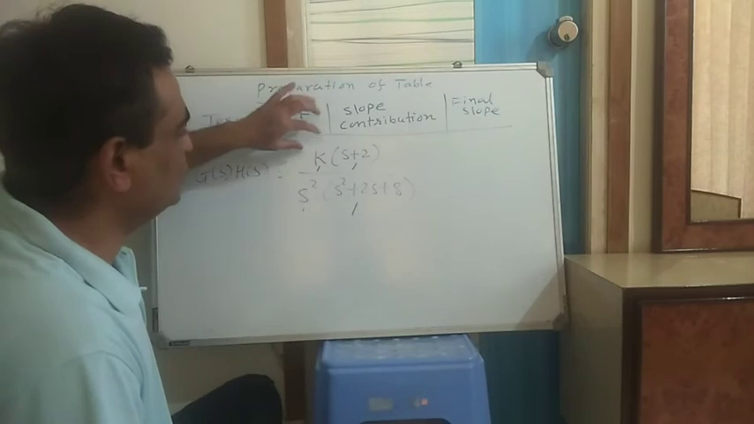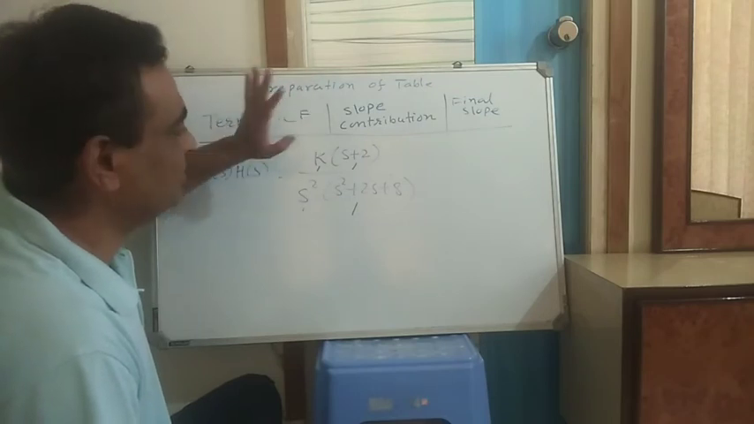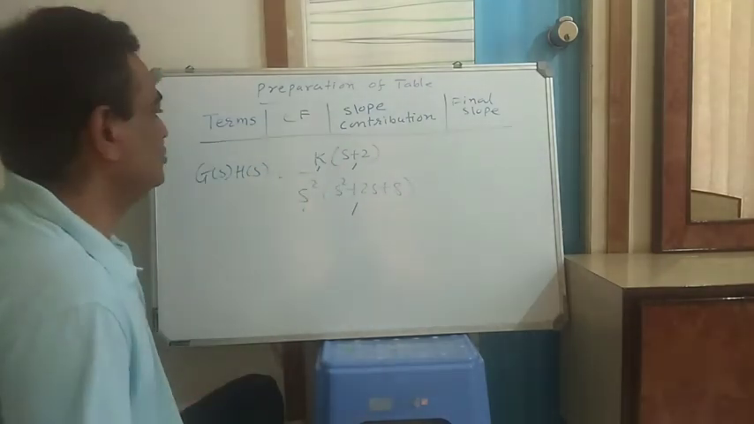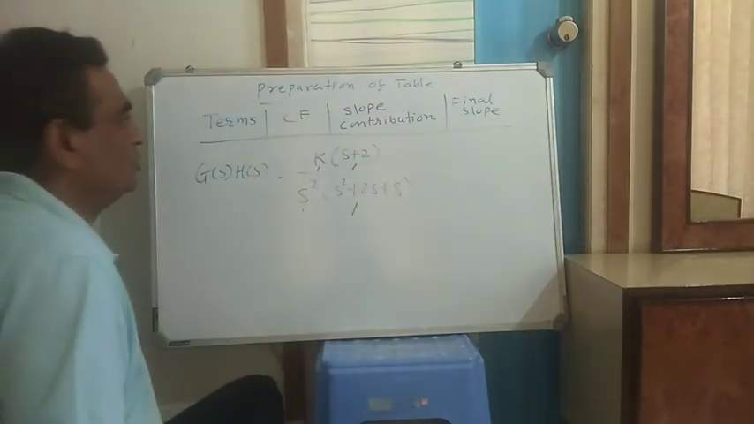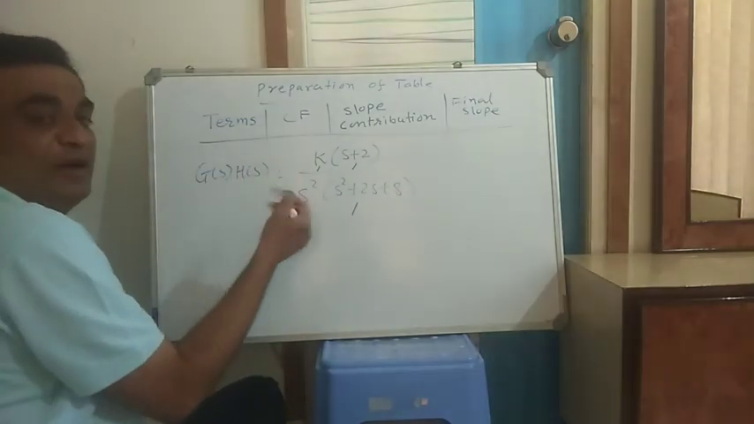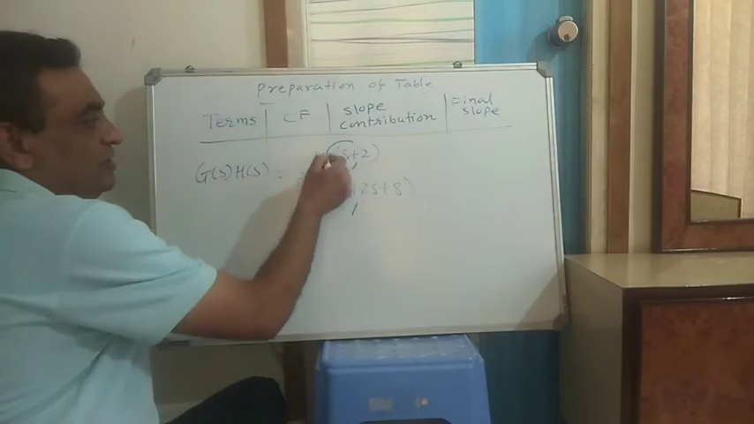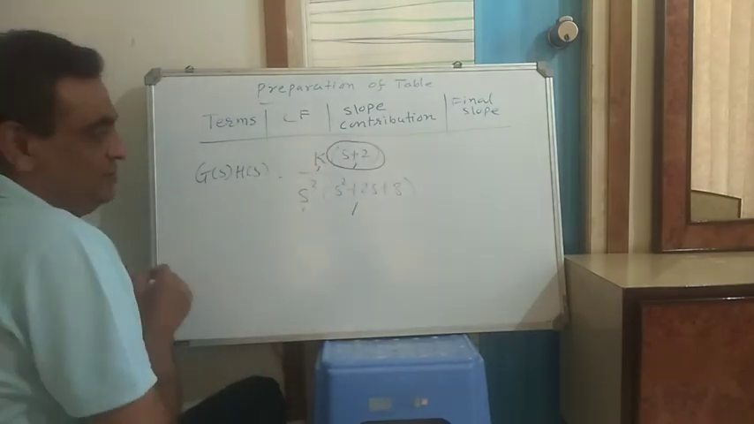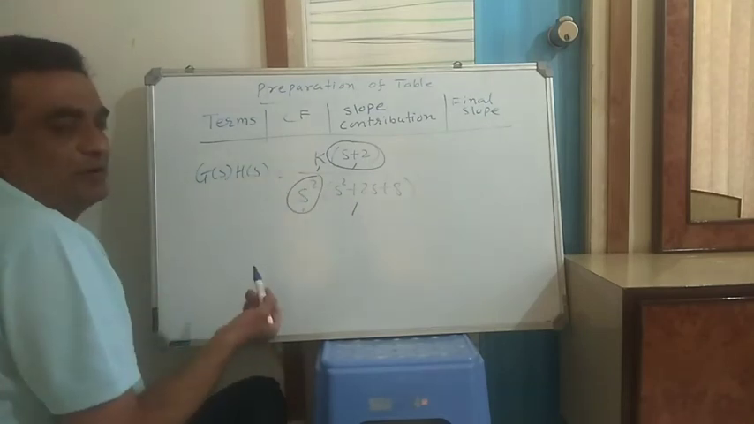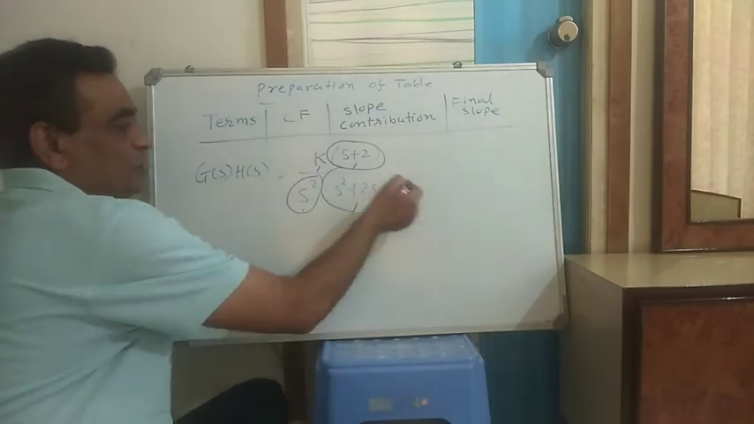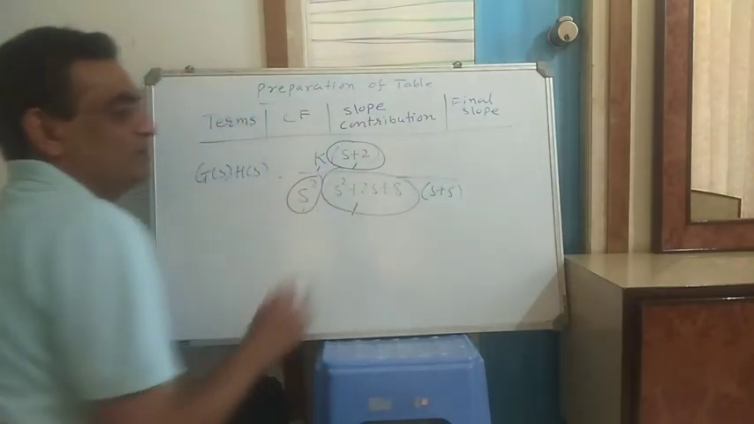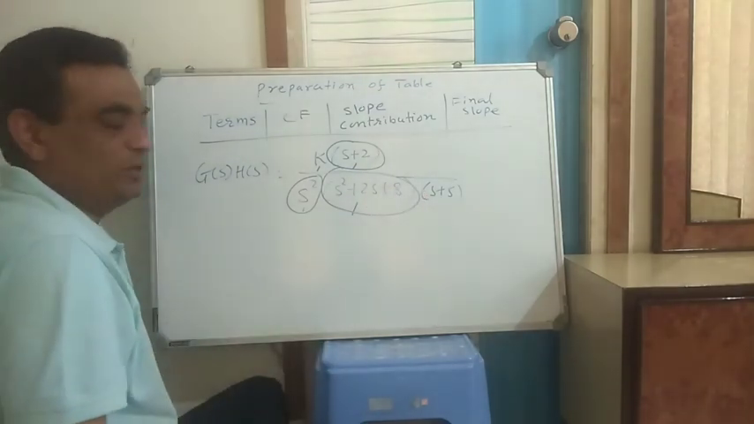We will not actually consider K as a term. It is a steady state gain after converting into time constant form. So a transfer function can be made from different terms. This is a first order term in the numerator. This is a second order term, s square. This is also a second order term. There can be another term also, let's say s plus 5. This is also another term.